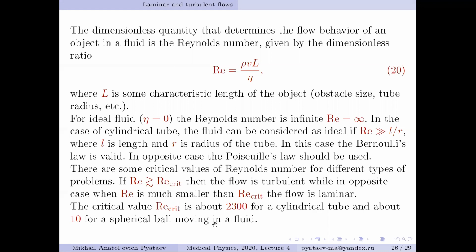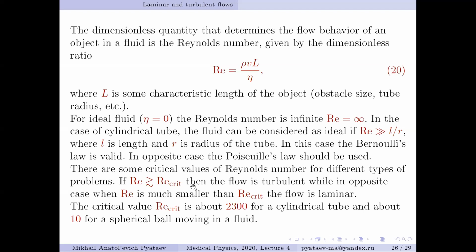And critical numbers are very different. For example, if we discuss a spherical ball moving in a fluid, then the critical number is about 10. If we discuss a flow in a cylindrical tube, the critical number is about 2000. So they are different, but for every sort of problem, there is a value of critical number. If we exceed this critical number, we have turbulent flow.